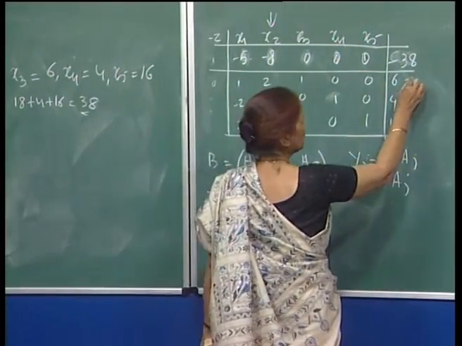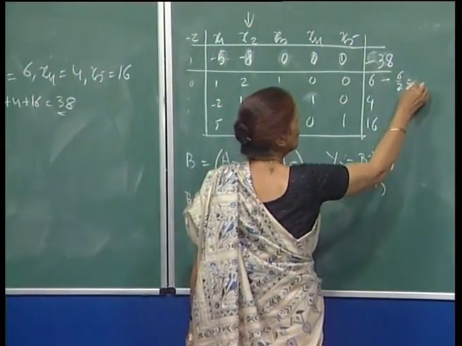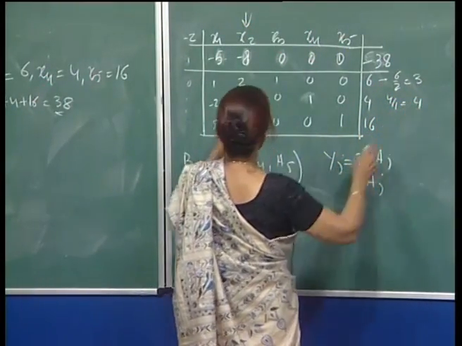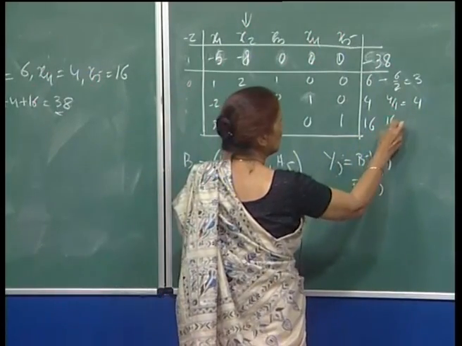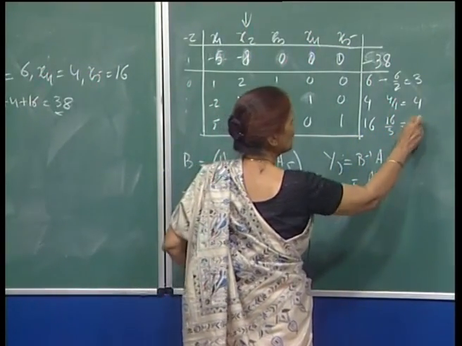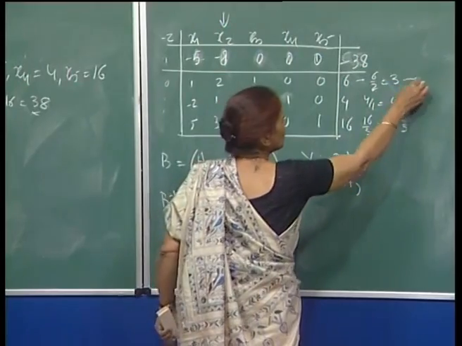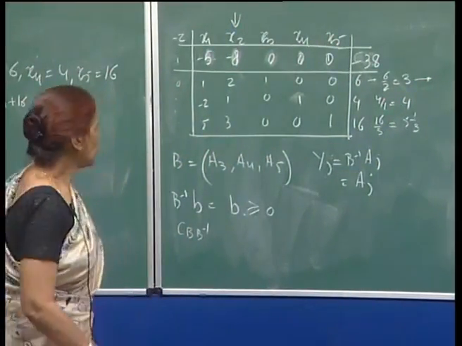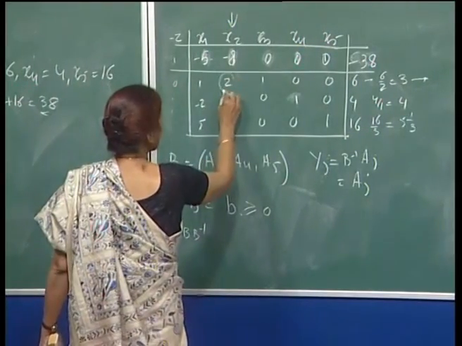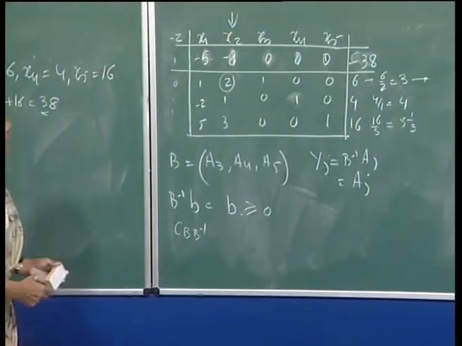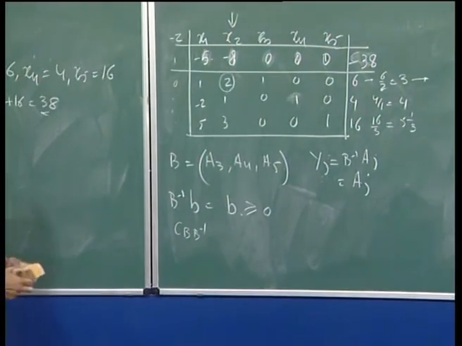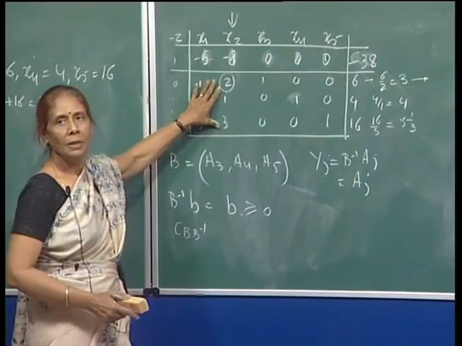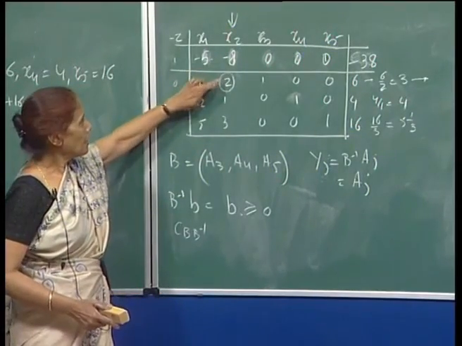So the corresponding ratio will be 6 by 2, which is 3. The ratio here would be 4 by 1, which is 4, and the ratio here is 16 by 3, which is 5 1 by 3. So obviously this corresponds to the minimum ratio, and therefore my pivot element is this. Okay. So therefore I have to now convert this column into 0 1 0 0.